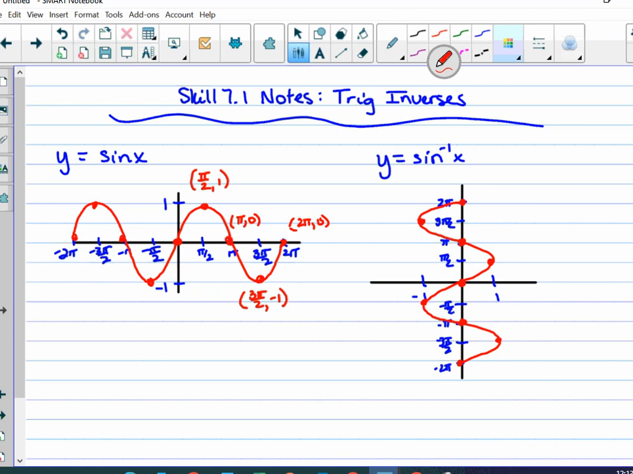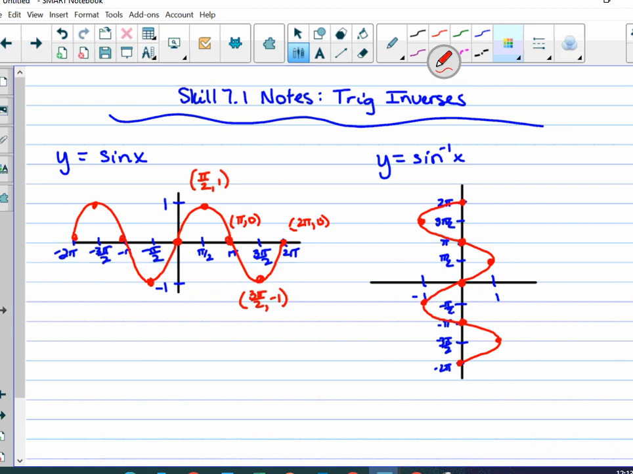Anybody questions on making the graph? Okay, is that a function? No, it's definitely not a function. Vertical line test would definitely cross that more than once, right? Okay, that's what I mean by function. That is not a function.